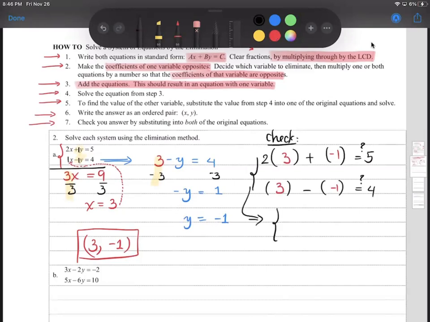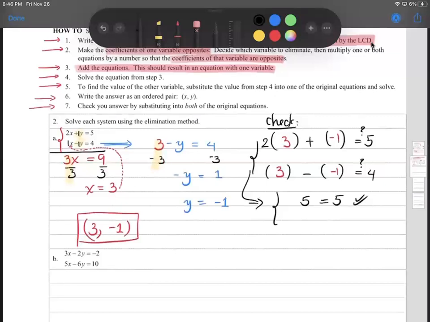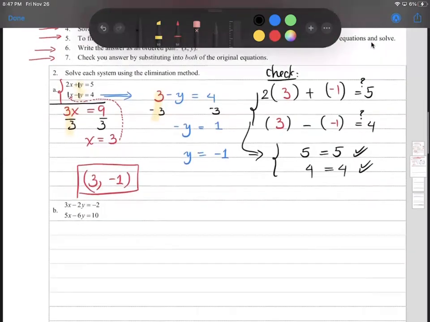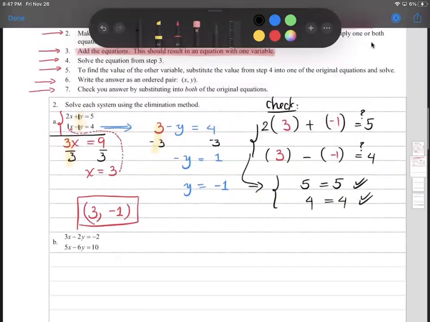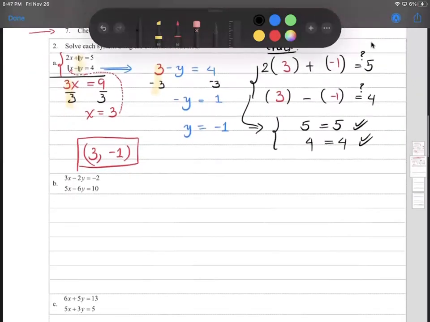The first equation, 2 times 3 is 6, minus 1. So 6 minus 1 is 5. So yes, it is equal to 5. And then in the bottom equation, I have 3 minus negative 1, so that means 3 plus 1, which is 4, which is equal to the right-hand side. So they both check. It has to be both. If one of the equations is not checked, then that's not the solution. Something is wrong. Both have to check. All right, for the next problem, I'm going to solve using elimination, but I'm not going to check. You can check it yourself.